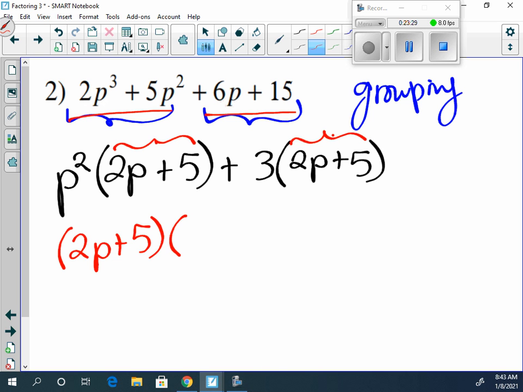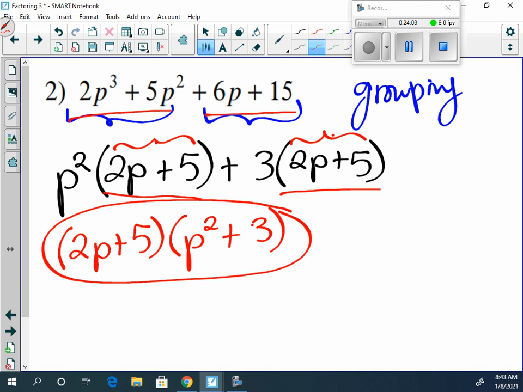I'm going to factor that whole term out of both. Because when I do that, if I factor 2p plus 5 out of this one, I'm left with p squared. Plus, when I factor it out of the second term, I'm just left with 3. So we're just pulling this out of both of them, which leaves us with our p squared plus 3. And that's it. So we really use that greatest common factor twice. And this here is it.